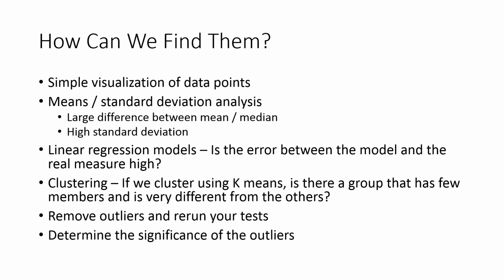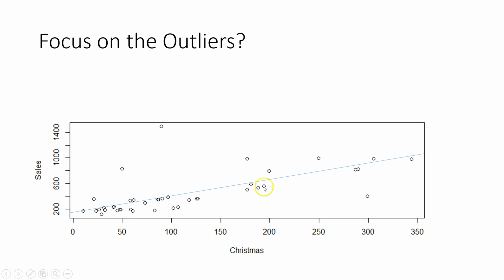You can also look at linear regression models. Is the error between the model and the real measure high? In other words, we've got that linear regression line. Let's go back actually. This linear regression line shows us where our data points are most likely to be. But if we start seeing a bunch of data points that are all over the place and not really falling on that line so well, in this case we don't have that many because we just don't have that many data points, then there could be outliers in this data set, and there'd be ones we'd want to actually check on.